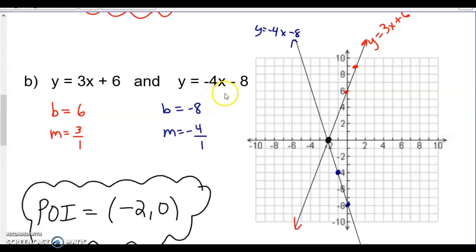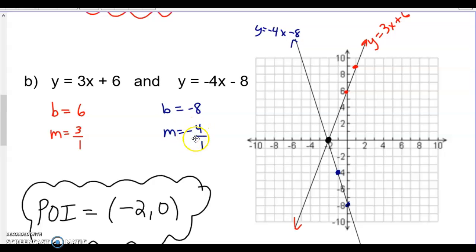For my second line, same thing, starting with my y-intercept, which is negative 8. So down to negative 8, mark it. My slope is negative 4. I want to see that as a fraction, so it's negative 4 over 1. So now when I try to move down 4, I can't see it anymore, right? I'm off the grid. Remember, one action has to be negative.